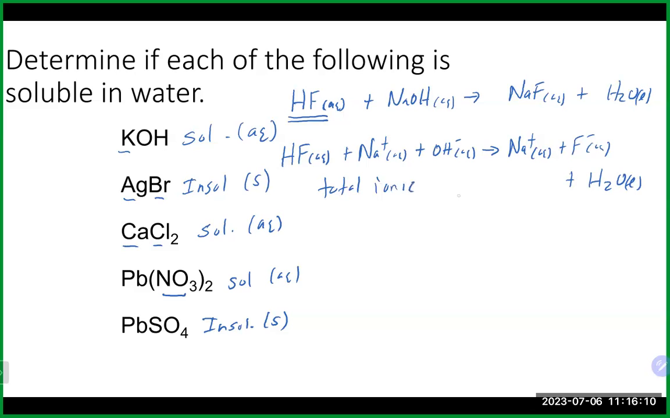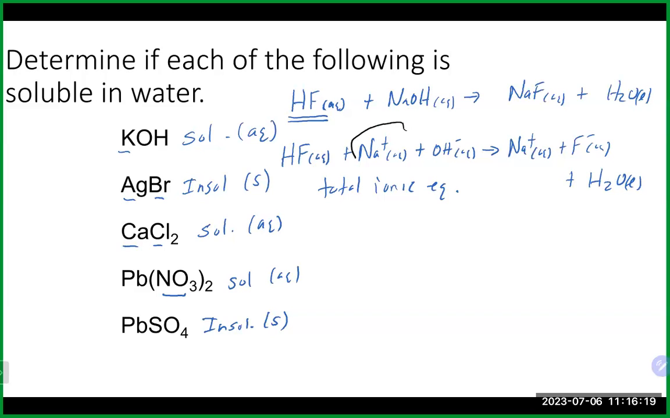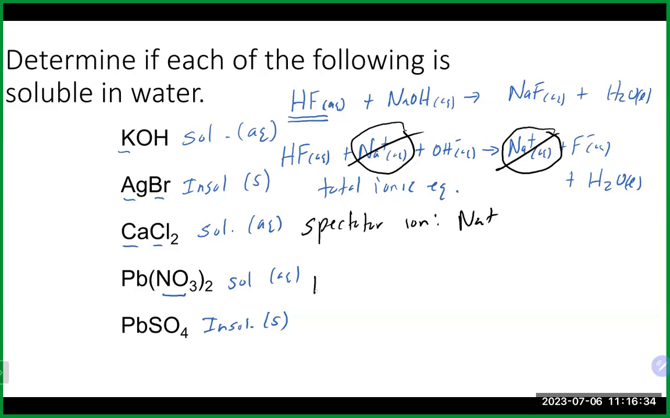But we still do have perhaps a spectator ion. And in this case, the only spectator ion there is sodium. So sodium is our only spectator ion in this particular case. And we would do the same thing, and that would leave us a net ionic equation that will look a little bit different than the other ones. That looks something like this.